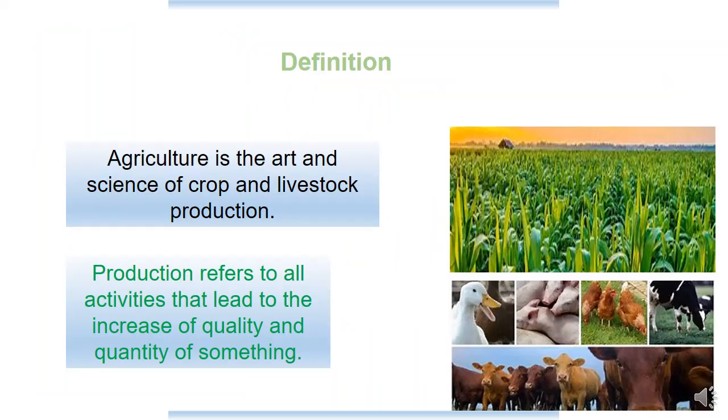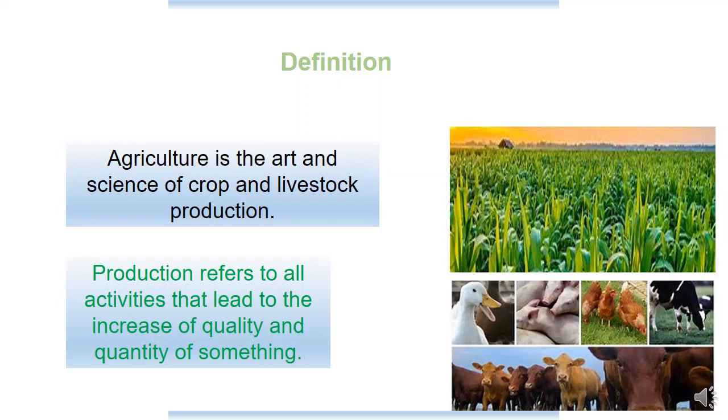So, from the history that we have had a view of before, now what is agriculture? Agriculture is the art and science of crop and livestock production. Now, what does the name production mean? Production refers to all the activities that lead to the increase in quality and quantity of something.